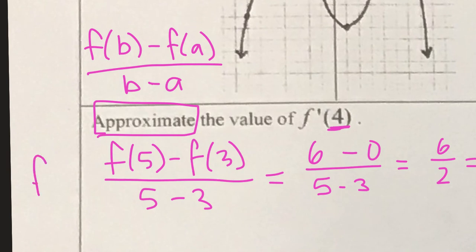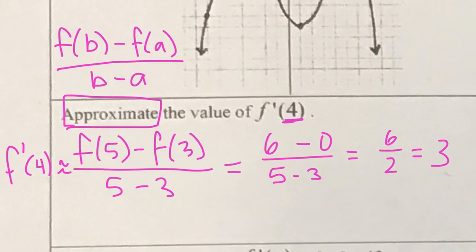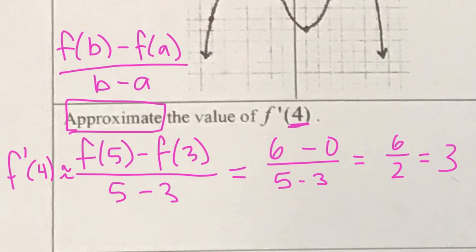So let's do this for real. f prime at 4 is approximately 3. Let's be very specific, and this is what I want you to do on your FRQs. Be specific about what we're talking about. We are talking about the slope of the line at positive 4.